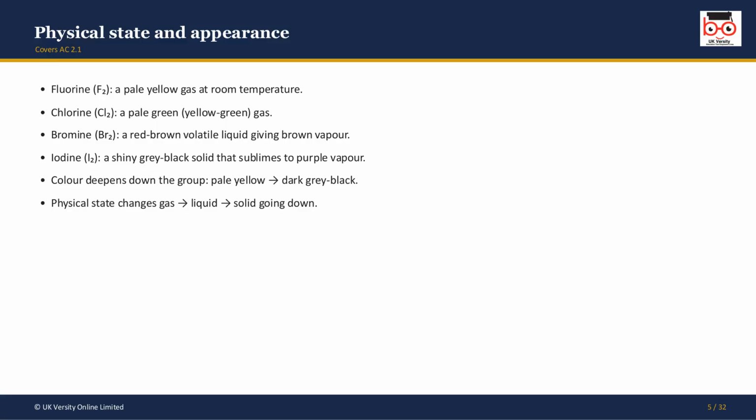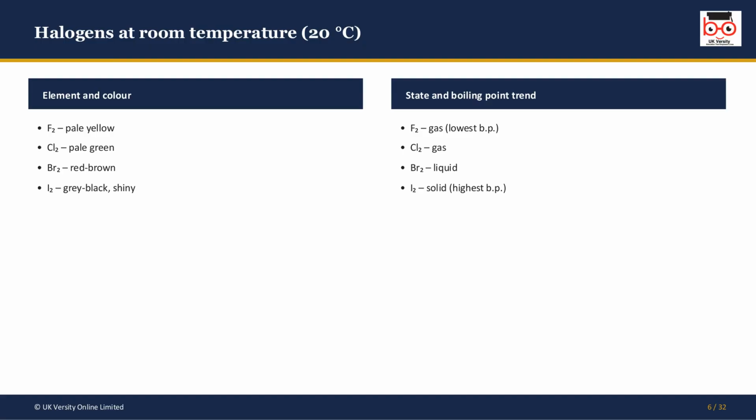Fluorine is a pale yellow gas at room temperature. Chlorine is a pale yellow-green gas. Bromine is a red-brown volatile liquid that gives off a brown vapor. And iodine is a shiny grey-black solid that sublimes into a striking purple vapor. Two patterns jump out. The color deepens as you go down the group, and the physical state shifts from gas to liquid to solid. Setting that out at room temperature, around 20 degrees Celsius.